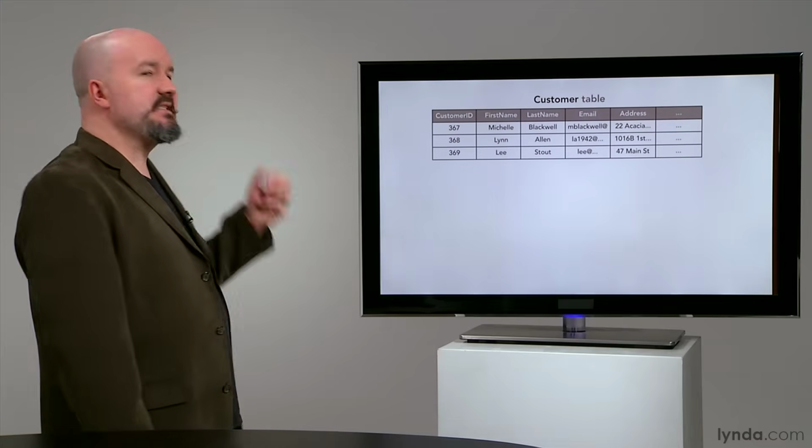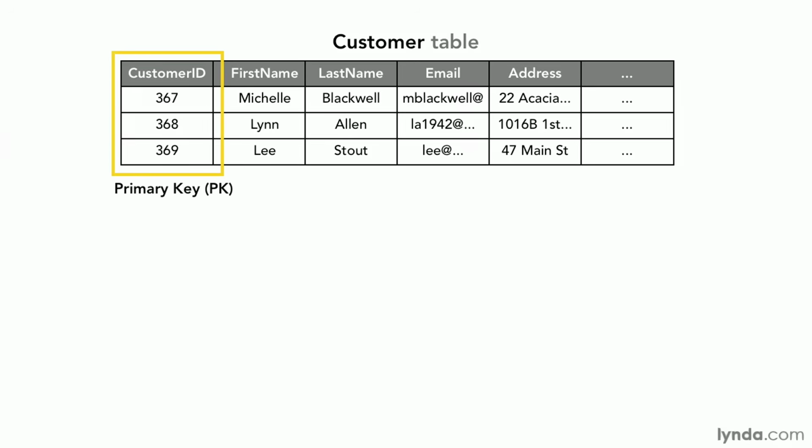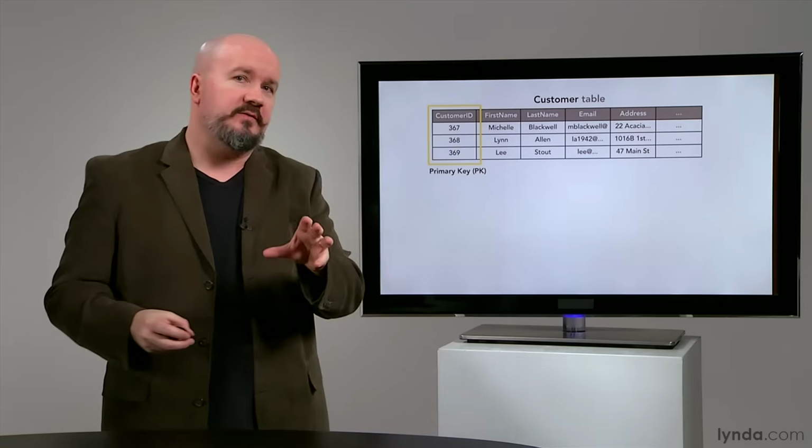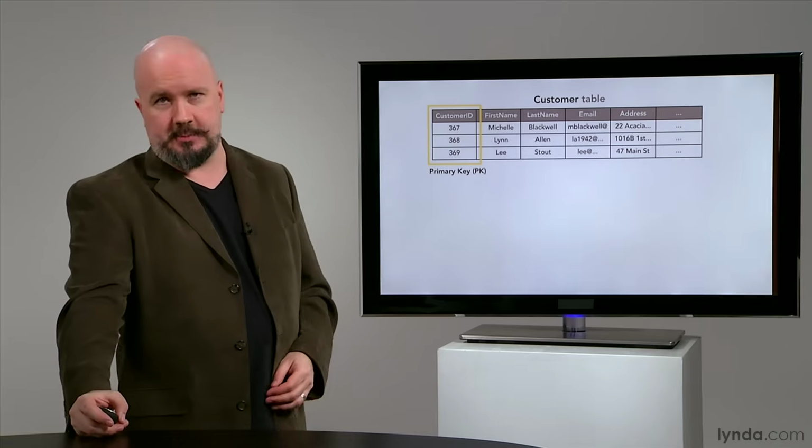I have a simple customer table here. And it has this column at the start, customer ID, which is set up to automatically generate a unique number for each customer row as it's added to the database. So that's our primary key here. And one of the benefits of having that key is we can also use it elsewhere.